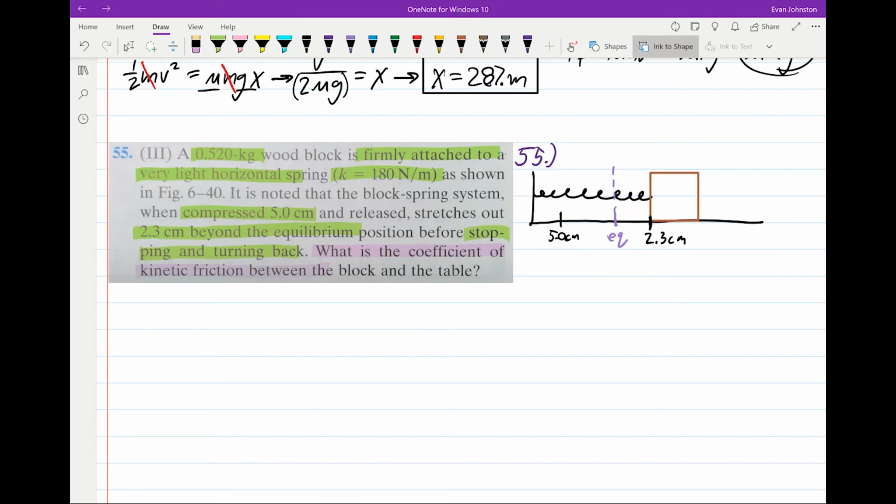So we really have to go ahead and look at this total length. This total length from here to here is what? That's what, 5 plus 2.3, that's 7.3 centimeters. Putting that in meters, because we need to kind of keep things in meters oftentimes, is 0.073 meters. That's going to be the distance that friction was kind of acting and doing work.